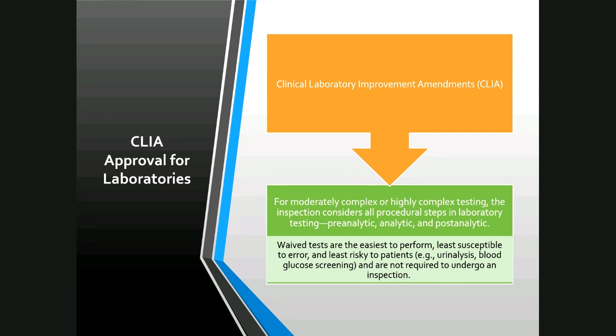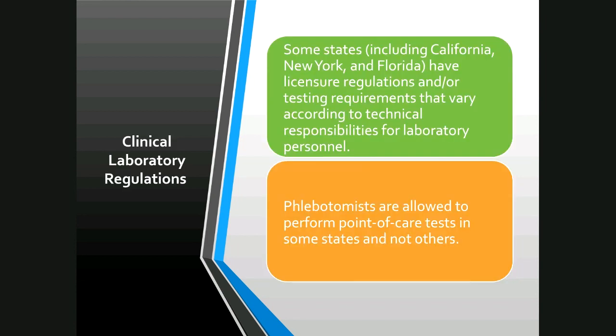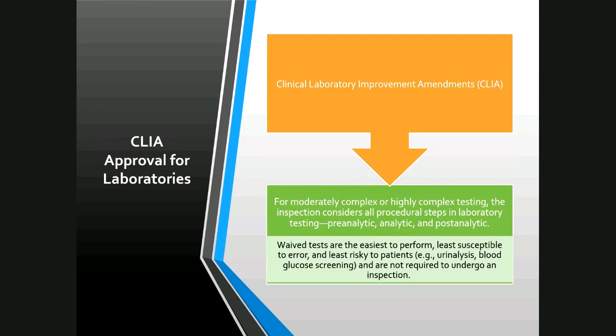For moderate complexity or high complexity testing, the inspection considers all procedural steps in laboratory testing: pre-analytical, analytical, and post-analytical. Waived tests are the easiest to perform, less susceptible to error, and least risky to the patient. So urinalysis and blood glucose screenings are not required to undergo these inspections. Some states, including California and New York, have licensing regulations and testing requirements that vary according to technical responsibility. Phlebotomists are allowed to perform point-of-care tests in some states and not others.